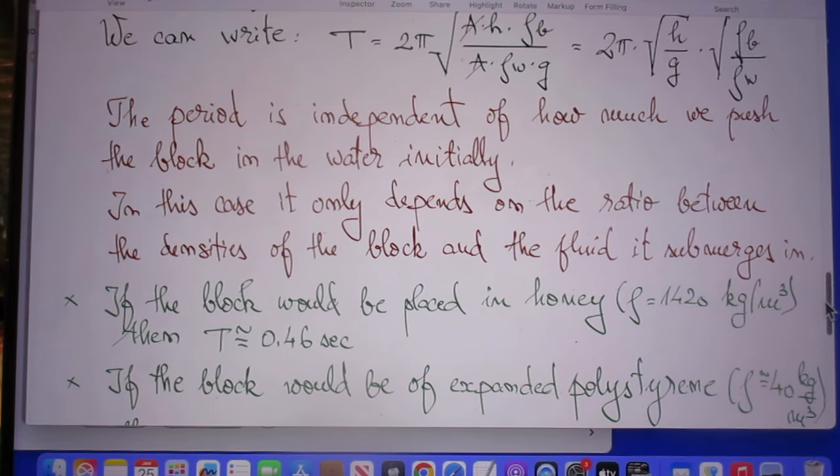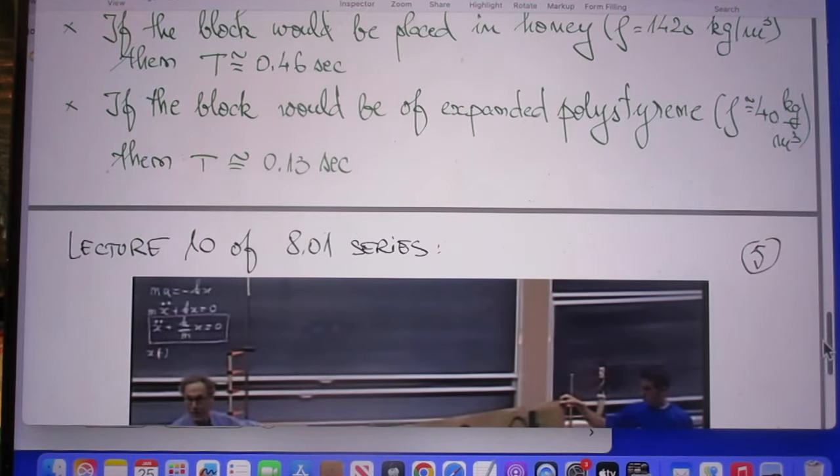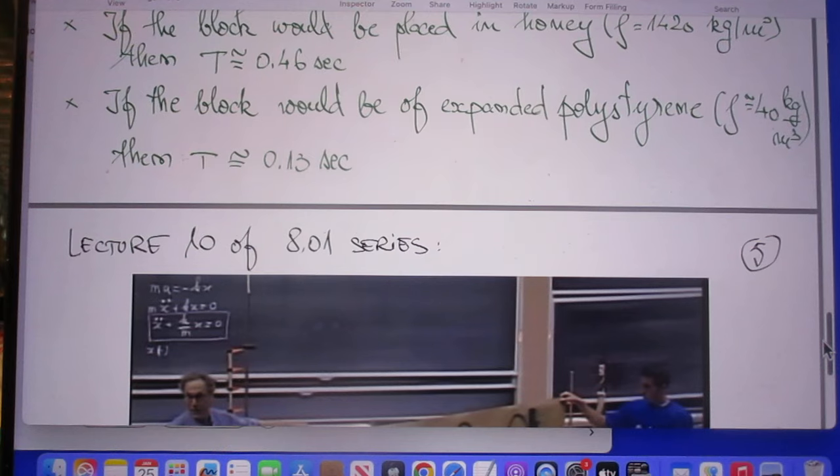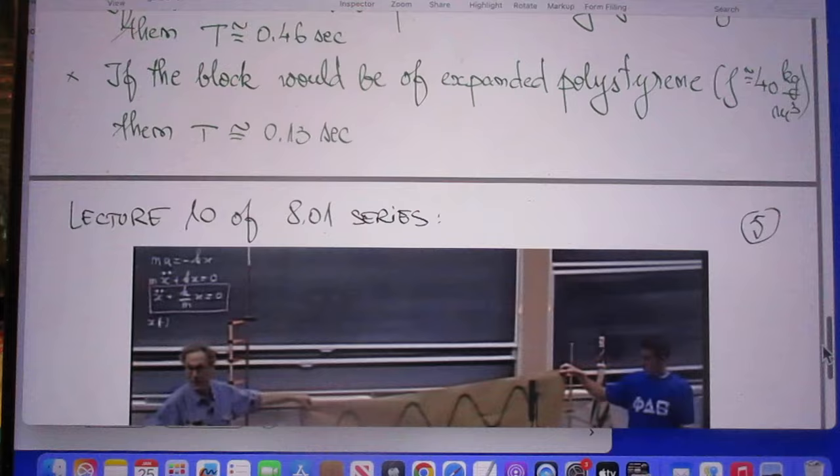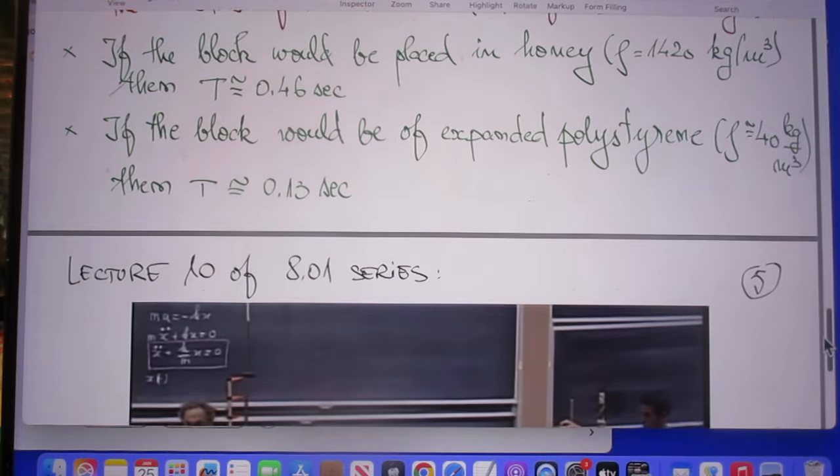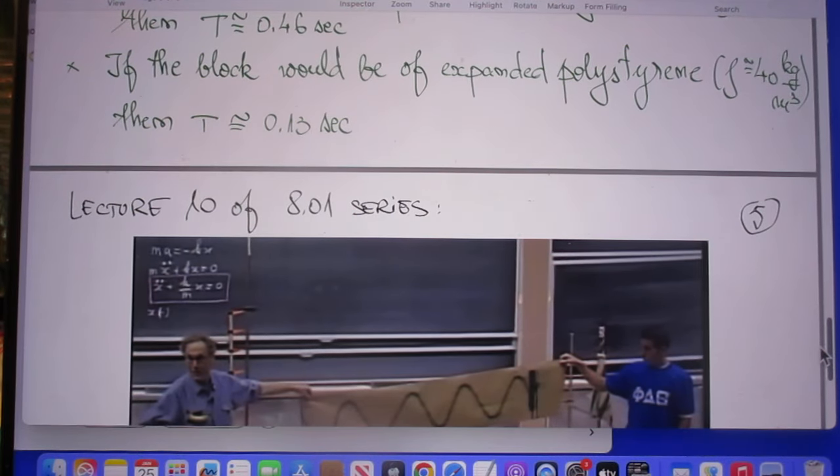If you place the block in honey, then rho is higher, and then the period becomes 0.46 seconds. If the block would have been expanded polystyrene, which has a density of 40 kilograms per cubic meter, then the period would have been 0.13 seconds.